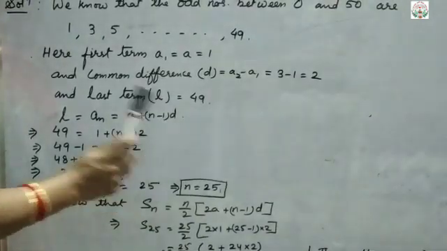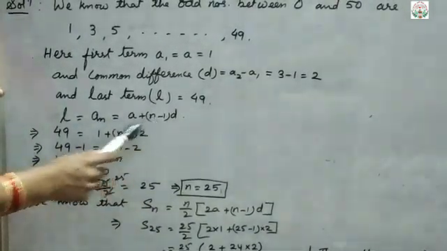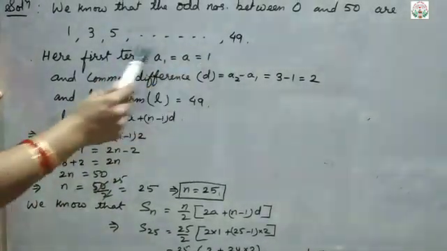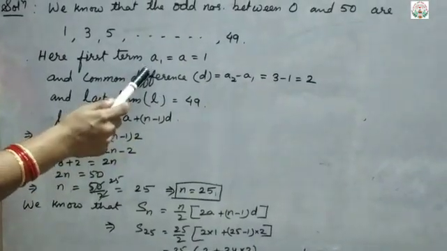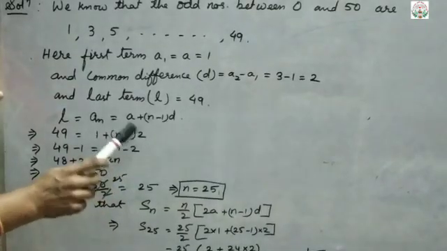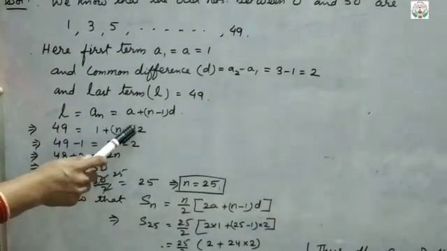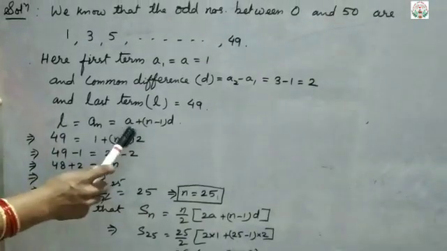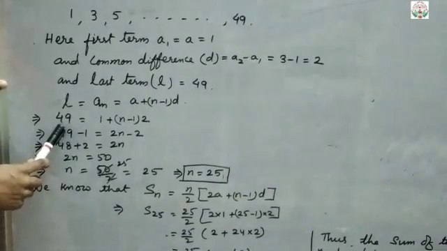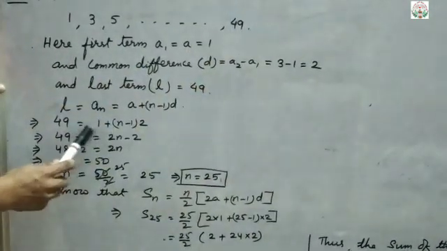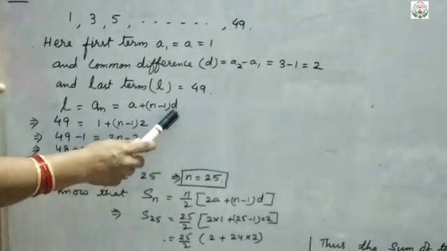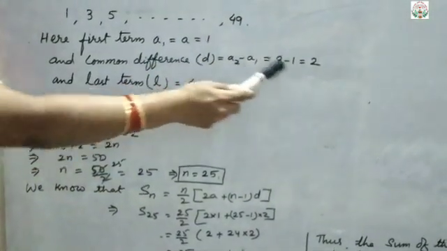Last term equals A plus N minus 1 into D. We know that. Why are we using this? To know the number of terms. How many terms are there among these odd numbers? We have to find that. Only after getting the N value can we find the sum. So to find N we use this formula. Now here the last term L is given as 49, equals A, which is 1, plus N minus 1 into D, which is 2. We have already got it: A is 1, D is 2.